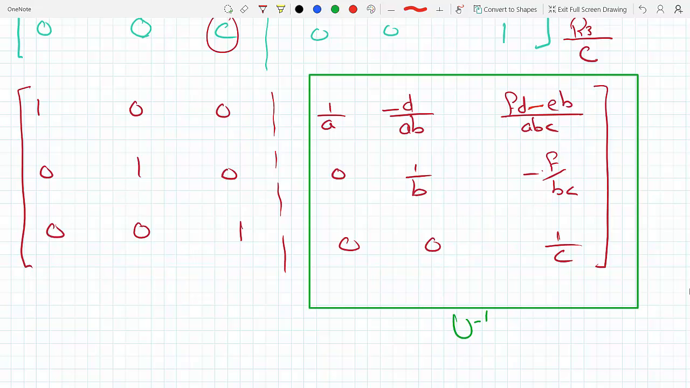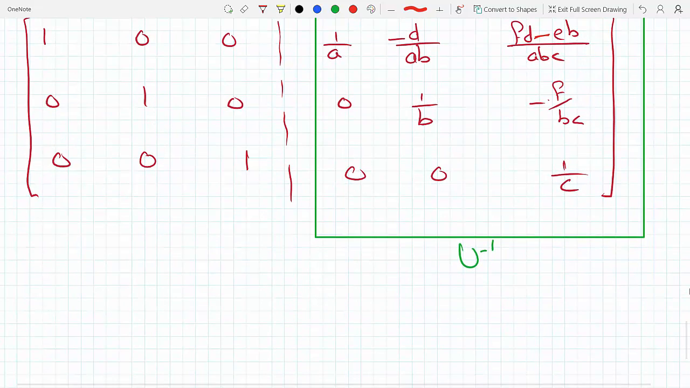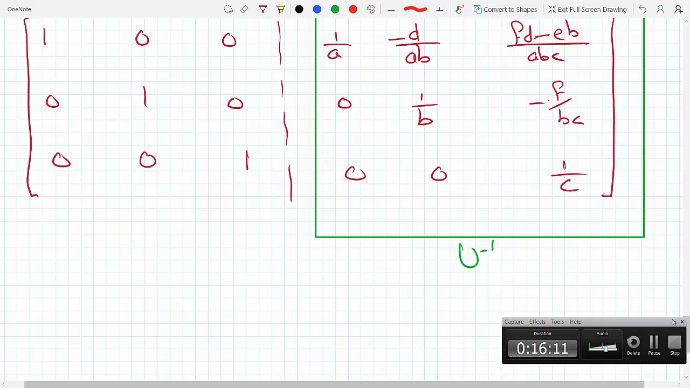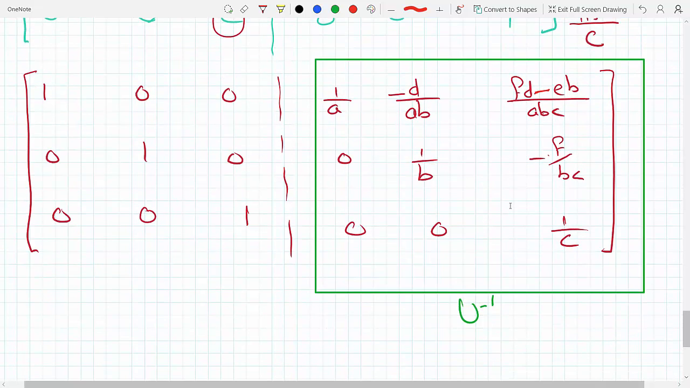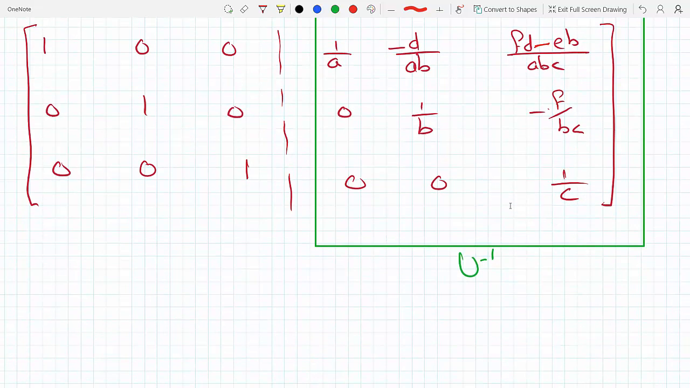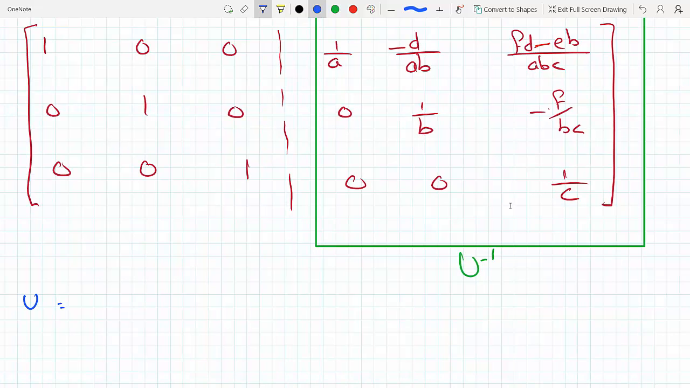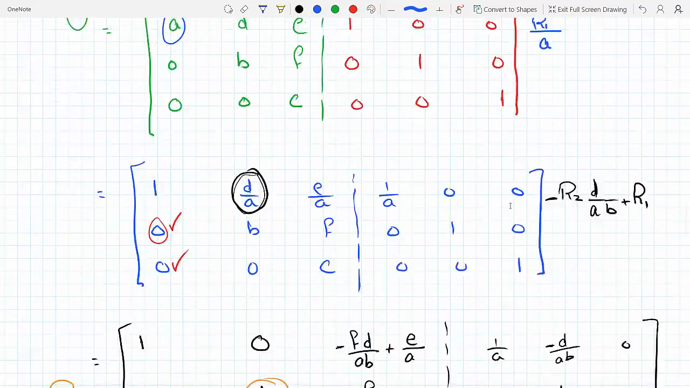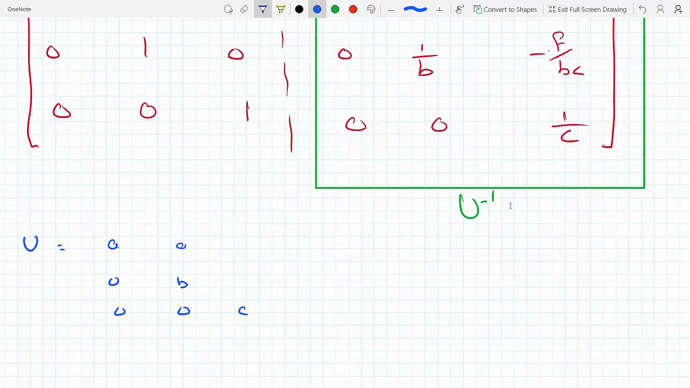Let's see. Okay, so now I will equate this with U. So U was 0, a, b, c, 0, 0, 0, and we had, what order did we have this in? d, e, f. Okay, good.